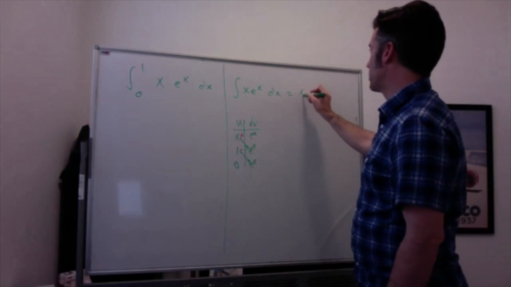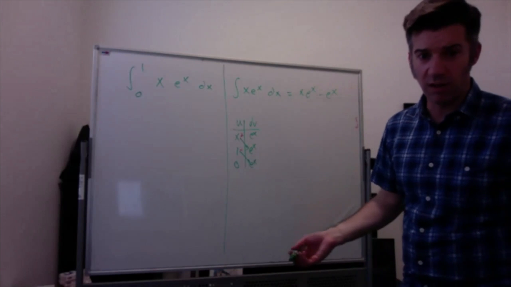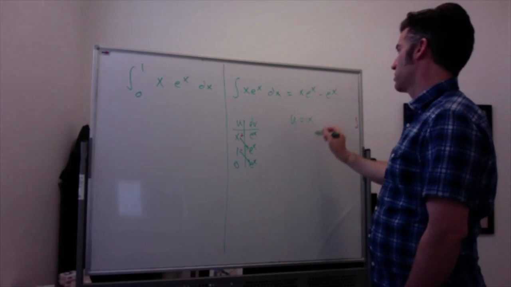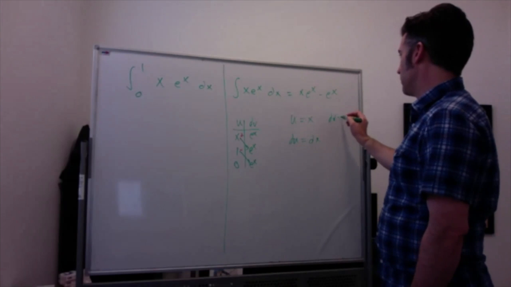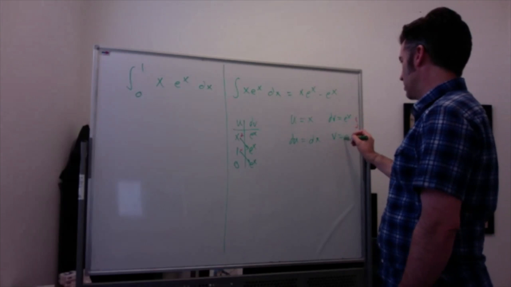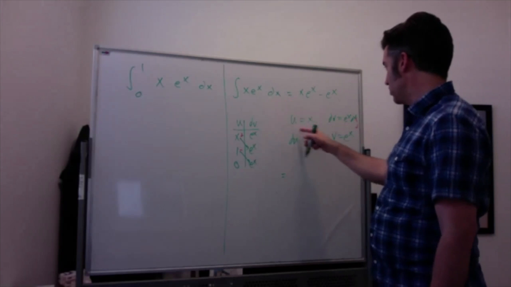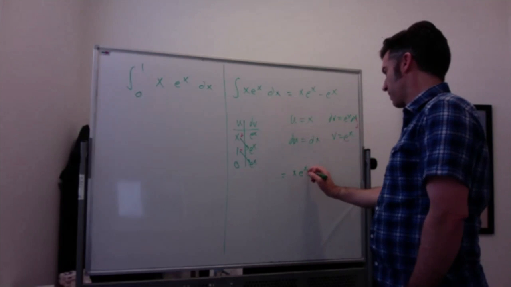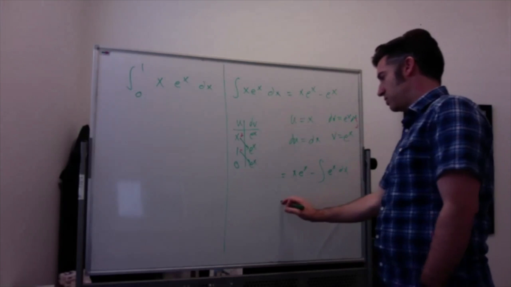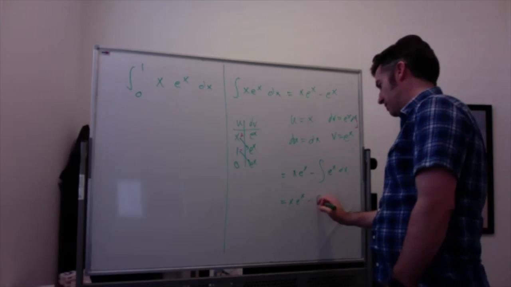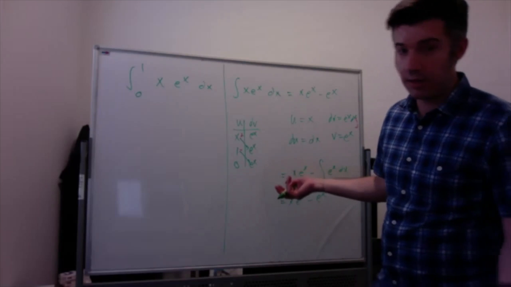That's going to be x e to the x minus e to the x. You can also do it the long way, right? You can say, oh yeah, u is x, du is dx, dv is e to the x, v is also e to the x. And so this is going to be equal to u times v minus the integral of v du. Oh yeah, but that's just x e to the x minus e to the x. Either way you want to do it, tabular or not.